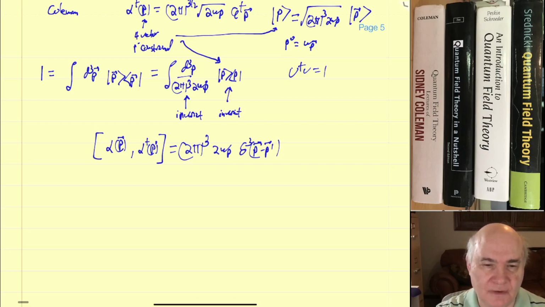In the next video, we'll go on to the physical approach used by Coleman to get to the scalar field.